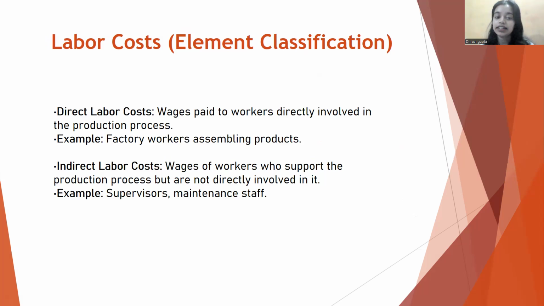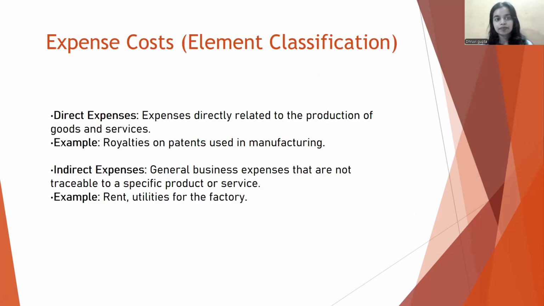And the next is indirect labor cost. These are wages of workers who support the production process but are not directly involved in it. For example, supervisors and maintenance staff. Supervisors are just supervising the factory workers who are actually producing or helping in the production process. They are just supervising and monitoring them, so they are not directly involved in the manufacturing process. That's why they are included in the indirect labor cost.